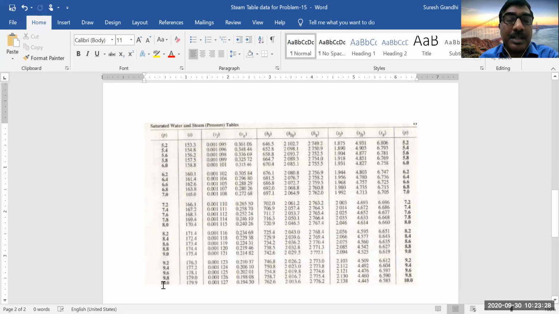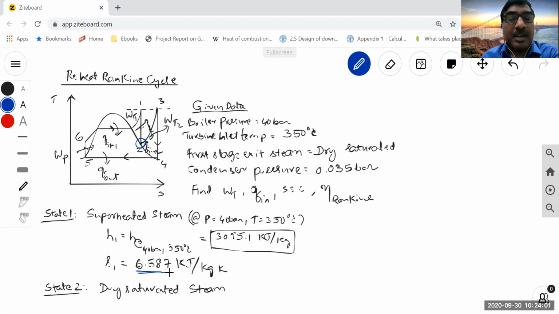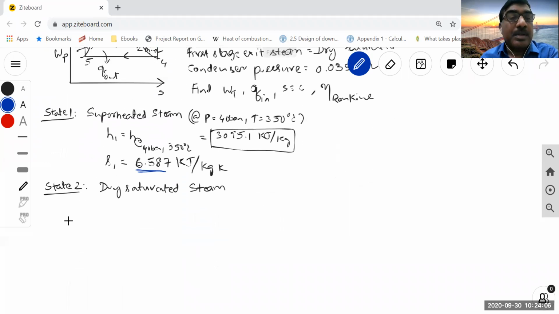This is the temperature and this is the pressure at entropy 6.583. So approximately we are taking. Exactly we will not get the values. If there's so much difference, we have to interpolate or extrapolate the entropy value. I will tell you the interpolation and extrapolation in another session. So for the time being, for 6.587, we got a value of 6.583. So we are considering that one.